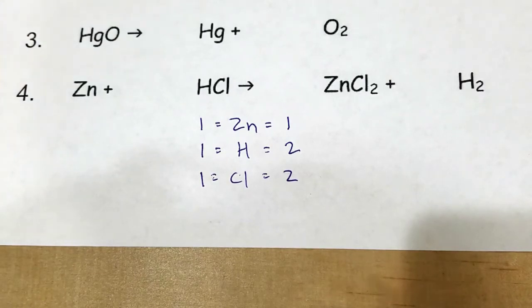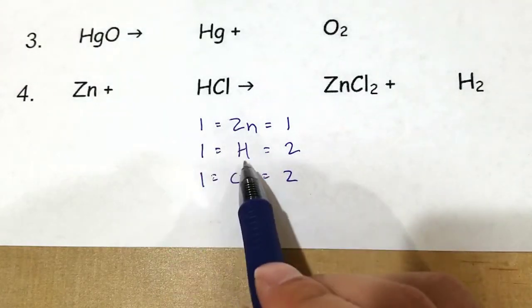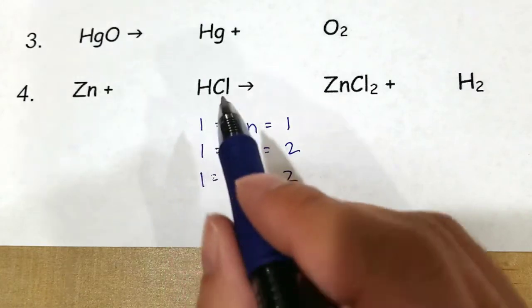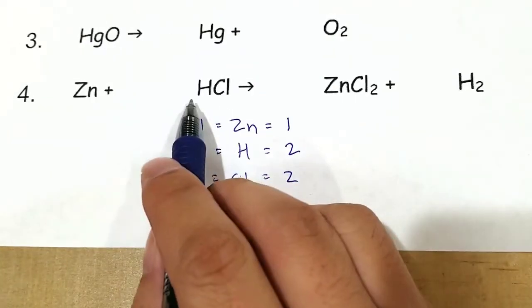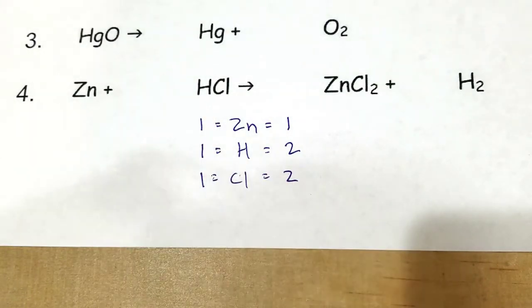You're going to multiply by using a coefficient. That's going to shift the balance. So let's start with H. We notice there's 2 H on this side, but there's only 1 on this side. So we're going to put a coefficient. What can we multiply by this H to make the left side equal to the right side? We can multiply it by a 2.